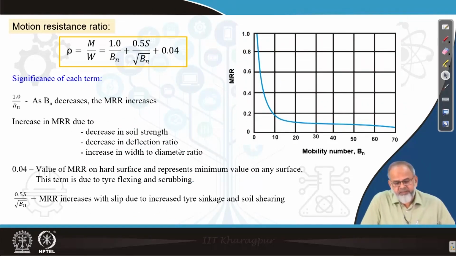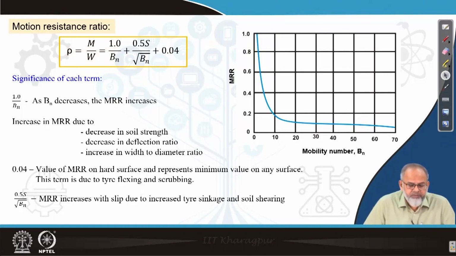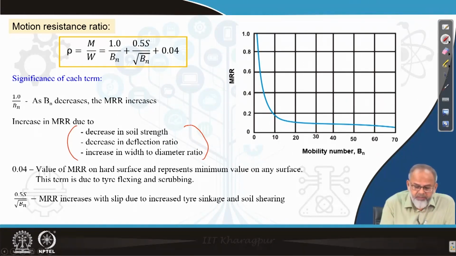As Bn decreases, the motion resistance ratio increases. Bn decreases due to a decrease in soil strength, a decrease in deflection ratio, or an increase in width to diameter ratio. These are the factors by which you can decrease the Bn value. Since Bn is in the denominator, 1 upon Bn will give you a higher rolling resistance ratio.